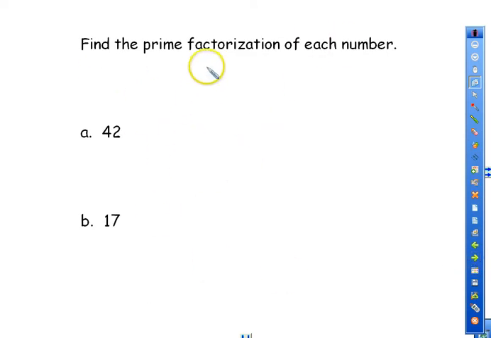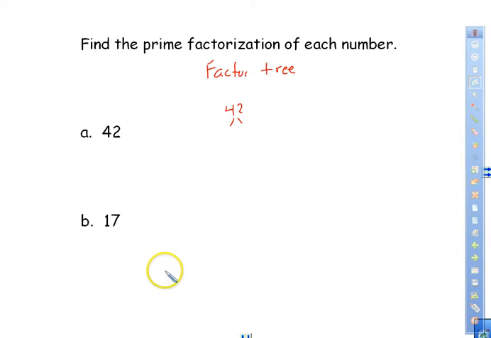Prime factorization, again, this is my factor tree. So go ahead and do that. You're going to start with 42 and branch off of that. Go ahead and hit pause and solve for A and B. All right, we can use any factors we can get to get 42. I'm going to use 6 times 7. And please circle your numbers that are prime. I think that's where some of you made your mistakes on the quiz.